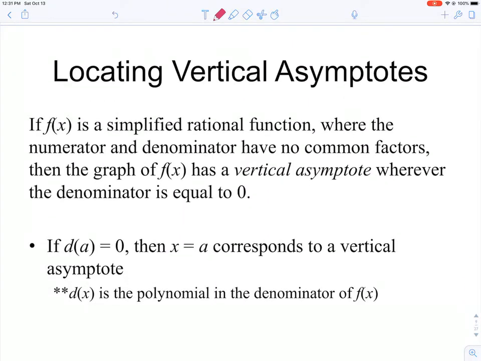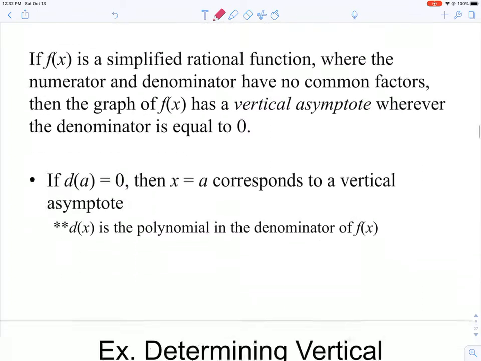Okay, so for locating vertical asymptotes, you need to look at the simplified version of your rational function, meaning you need to have already checked that there's no common factors that could cancel, and the common factor would end up corresponding to a hole. That domain restriction would correspond to a hole in the graph. So then if you look at the simplified version of the rational function, then any values that are left that would make the denominator equal to 0 would correspond to vertical asymptotes.